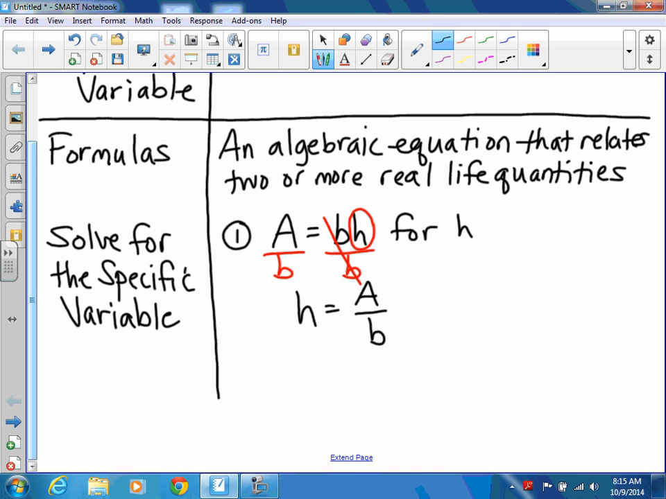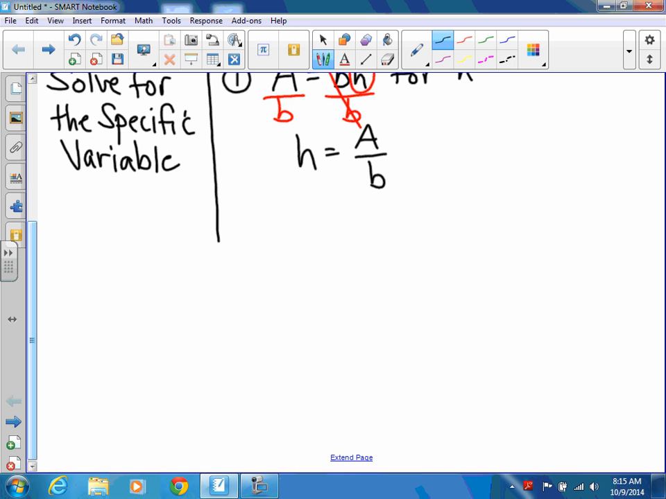And you do have to use the capital letters and the lowercase letters as they are presented in the formula. You can't change them. Okay, so that problem has been solved for the H, and it's done. Notice it had no numbers in it. It was just a matter of manipulating the variables based on using your equation knowledge.